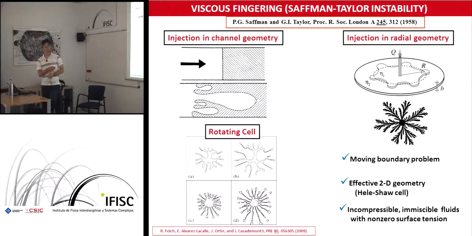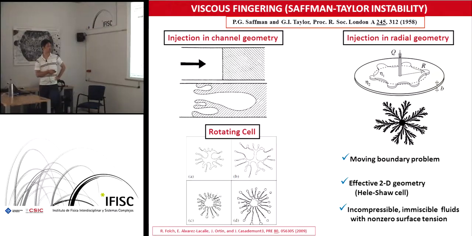This problem has been studied for several decades now due to its similarities with several other problems. These patterns look a lot like electrical discharges and also DLA. It's a kind of Laplacian growth which has parallels with several other phenomena. From the theoretical point of view, it's very interesting because the equations are quite simple, but it's a moving boundary problem, and the interface evolution is nonlinear, right? The dynamics is nonlinear.